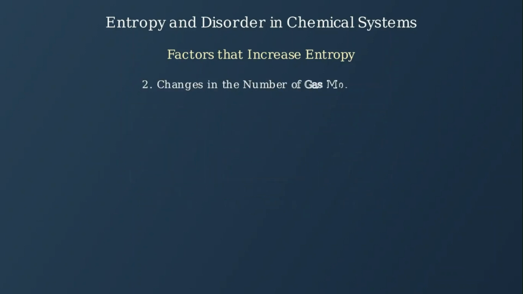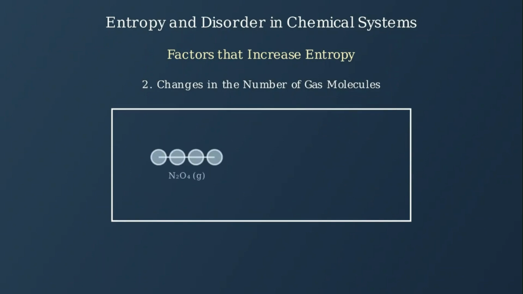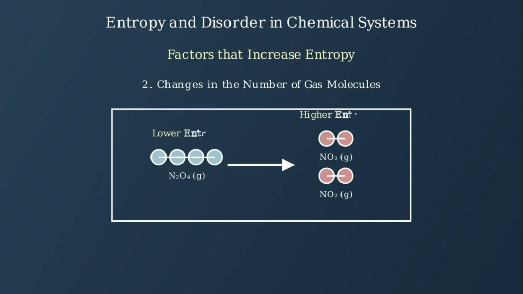The second factor is the change in the number of gas molecules. When a reaction increases the number of gas molecules, entropy increases. For example, when one gas molecule splits into two, the system has more possible arrangements, increasing entropy.